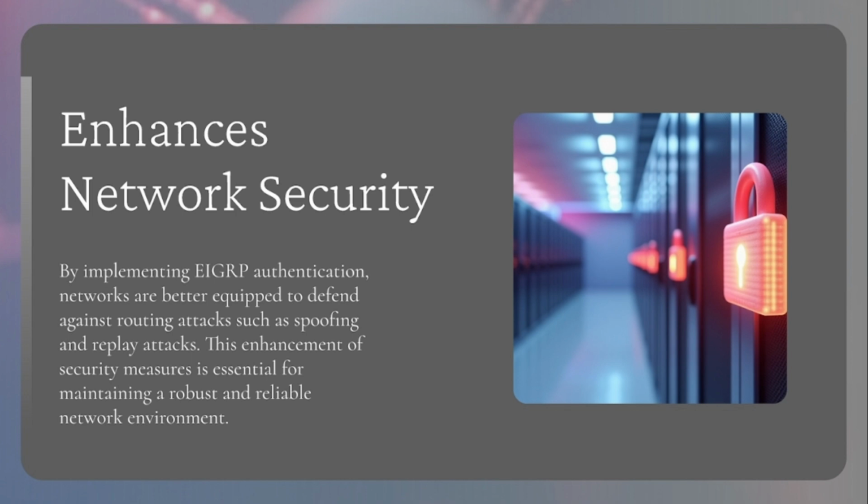And here in EIGRP, to implement the security, you have three things. One is the key chain. Key chain is the chain where you have the keys. Then you have the key and the key number. And last is the key string. Key string is a very important part. If you have the key chain and the key number matching, but the key string is not matching, for example on one router it is CC and on another router it is ABC, then definitely your authentication will fail.